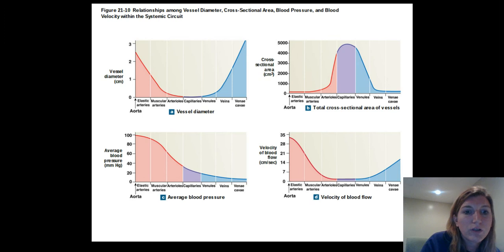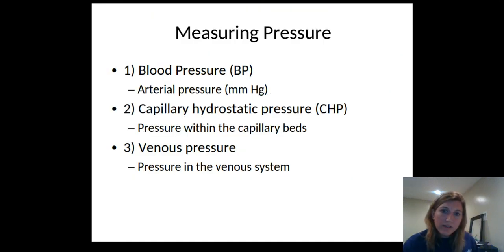Or if we look here at blood pressure, our arteries and our veins, you see how that blood pressure drops right after we get through the capillaries. Remember I said it's kind of like a traffic jam going through there? And then same thing here with velocity of blood flow throughout the arteries and the vena cava. It's flowing much faster on the arterial side than it does on the venous side, and that's because of the blood pressure. So let's talk about blood pressure.